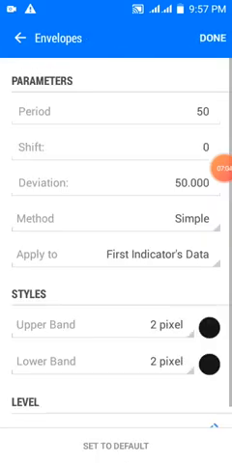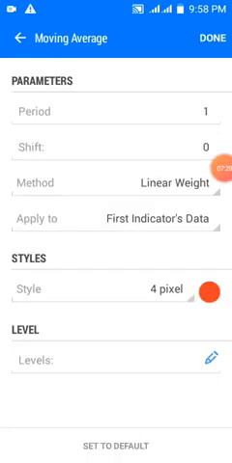Then we have envelopes. The period is 50, shift is 0, deviation is 50, method is simple. Then we apply to first indicator's data. Now the color of the upper band and the lower band is black. Okay, now we have moving average. Period is 1 period. The method is linear weight. Apply to first indicator's data, and the color is red.